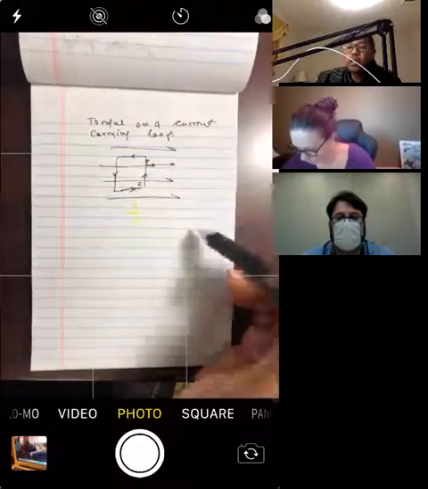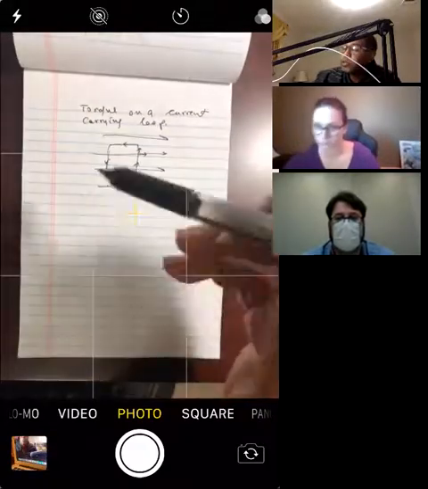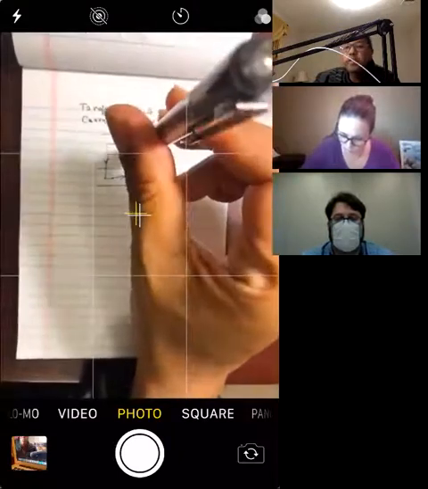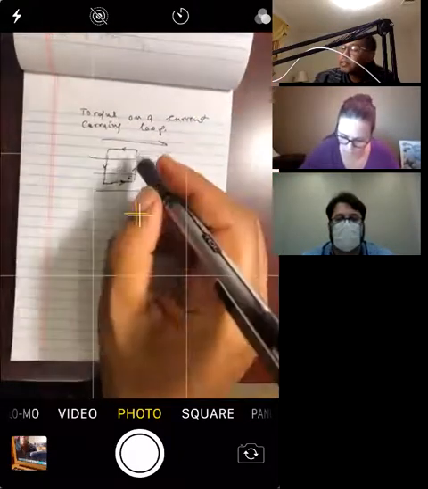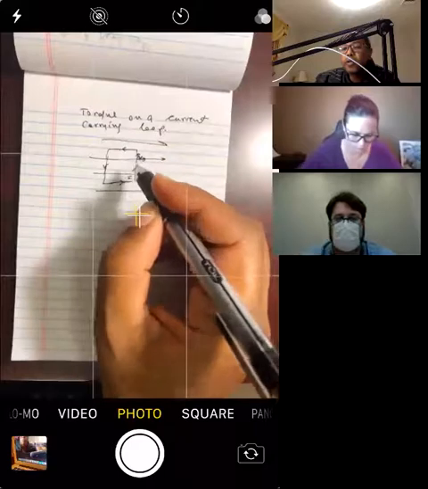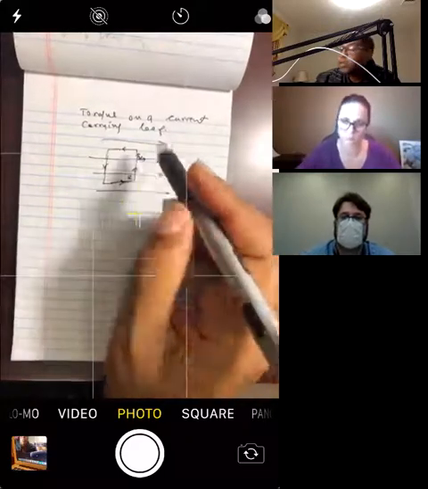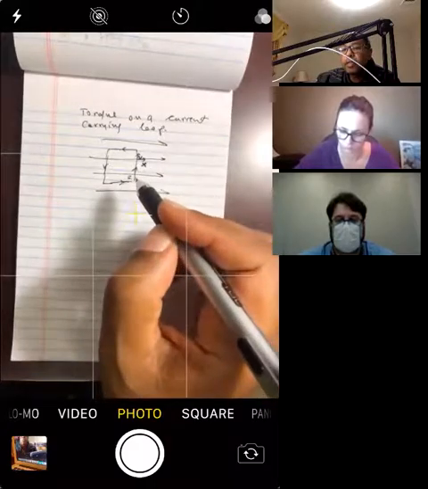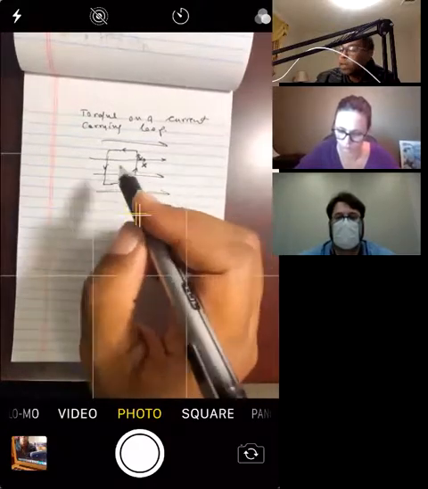Now, if you use the screw rule, you rotate from the current towards the field. You see that? And that is clockwise, right? You're rotating clockwise, and so the force over here is perpendicularly in. The magnetic force is pushing it down. How about on this side?